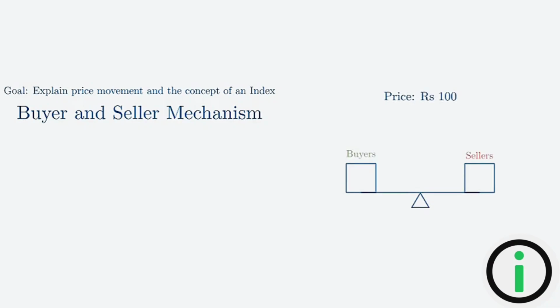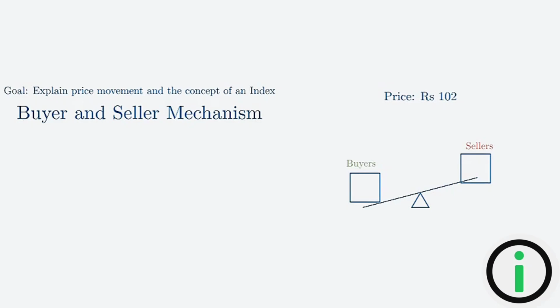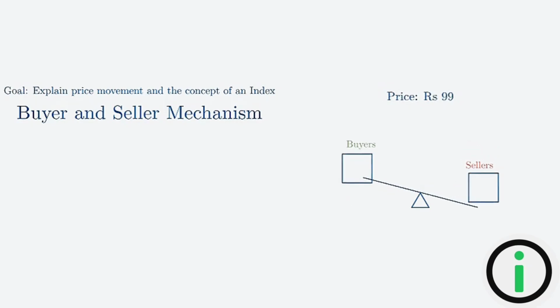Imagine a stock is trading at 100 rupees. If more people want to buy the stock than there are people willing to sell it, buyers will start offering 101, then 102, just to convince someone to sell to them. This pushes the price up. Conversely, if everyone wants to sell and there are no buyers, sellers will drop their price to 99, then 98 to attract a buyer. This pushes the price down. It is a constant tug-of-war of supply and demand.